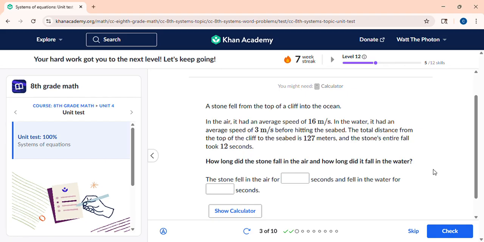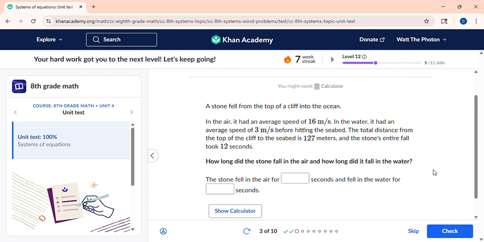I have x plus y is equal to 12. Okay, we have 12 minus y is equal to x. Plug that into the equation. We get 16 times (12 minus y) plus 3y is equal to 127. We have 16 times 12, that's 192. Subtract that from both sides, we have 127 minus 192. We have negative 65 is equal to negative 16y plus 3y.